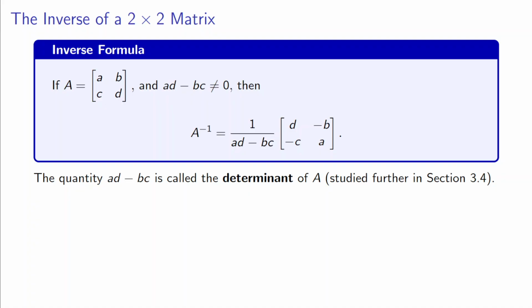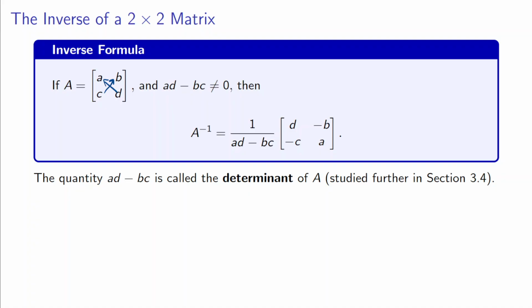Next thing I want to look at is the inverse of specifically a 2 by 2 matrix. If we have A equals [a, b; c, d], and then specifically ad minus bc, so we take the product of these diagonal terms, ad, and then subtract bc. If that is not equal to 0, then A inverse exists.